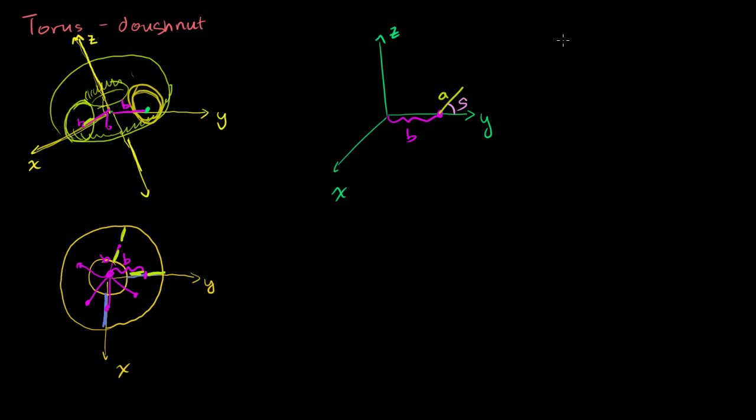And so as s goes between 0 and 2 pi, when it's 0, you're going to be at this point right here. And then as it goes to 2 pi, you're going to trace out a circle that looks just like that. Now, we only have one parameter. What I just drew is just that circle right there. What we want to do is spin the entire circle around.